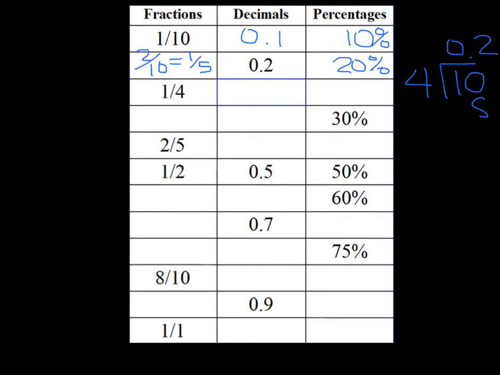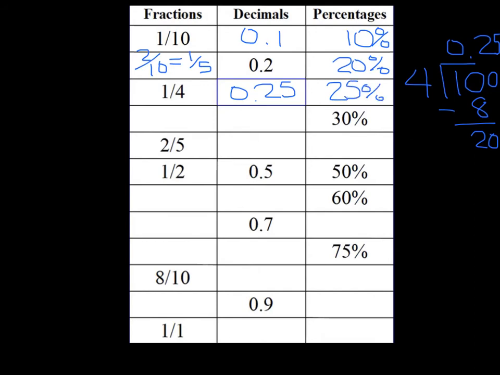2 times 4 is 8. And then I subtract. 10 minus 8 is 2. And I need to add another 0 and bring that down. 4 goes into 20 5 times. So my decimal is 0.25. Once I have the decimal, all I have to do is move the decimal place 2 places to the right. So it becomes 25%.